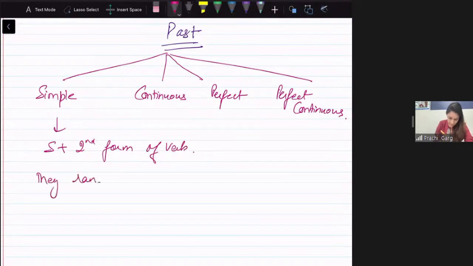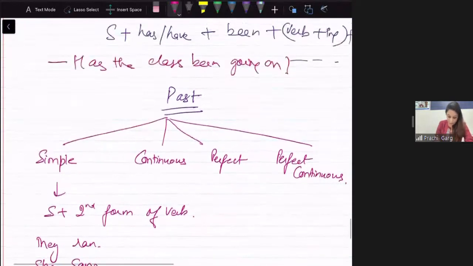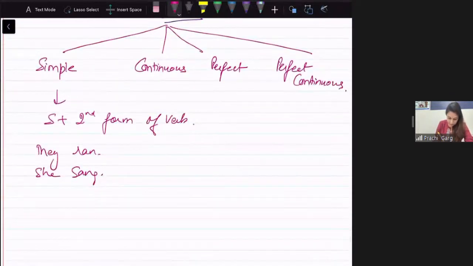They ran. She sang. The ed form of the verbs. The baby cried. Now, in simple past, we are just talking about the action which is already completed, or maybe we are talking about past habits.